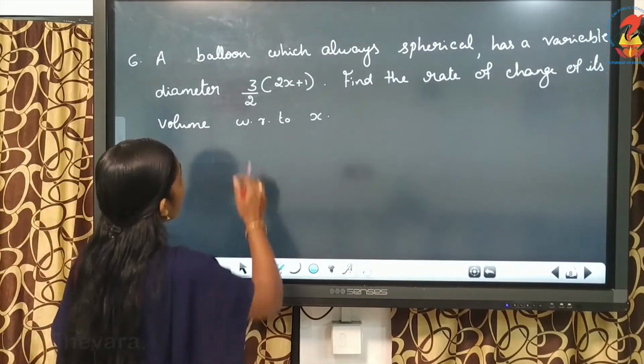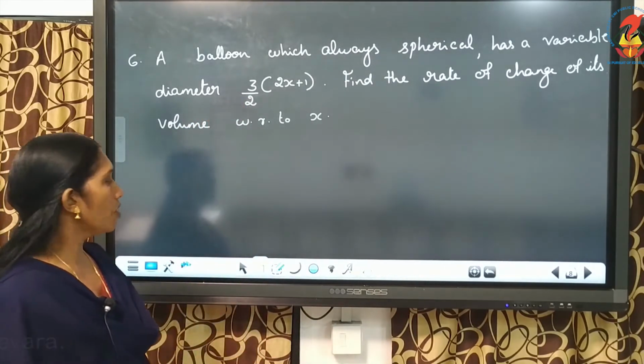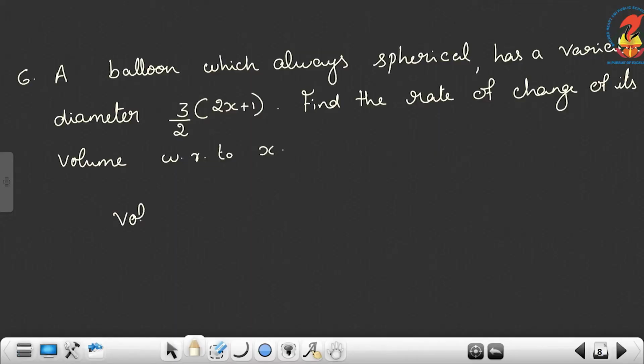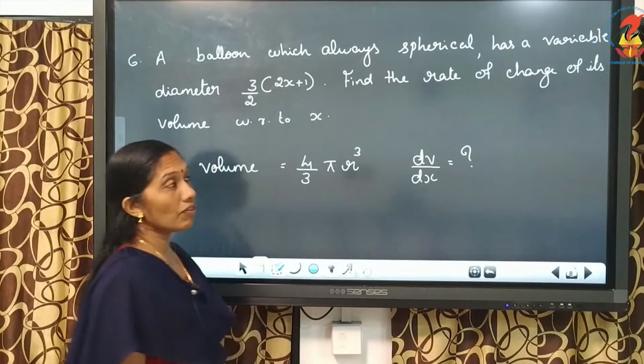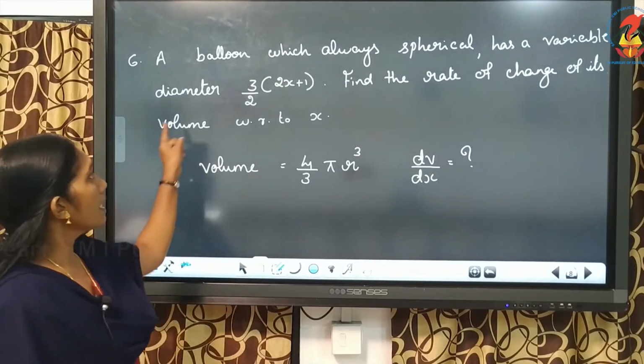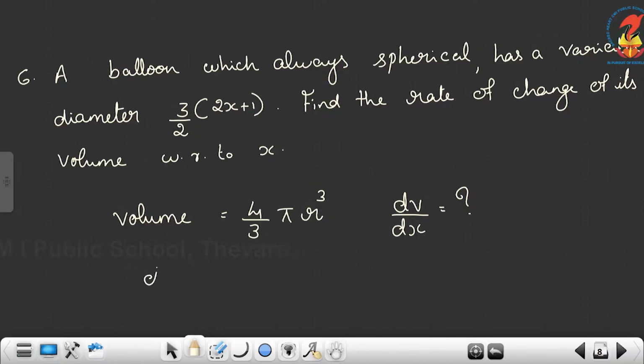So the balloon is spherical in shape. What is the volume of a sphere? Volume of a sphere is 4/3 pi r cube. This is the volume. What we have to find is the rate of change of volume with respect to x, so dV by dx. Then what is given in the question? It is the diameter. Diameter d is given as 3/2 (2x + 1).